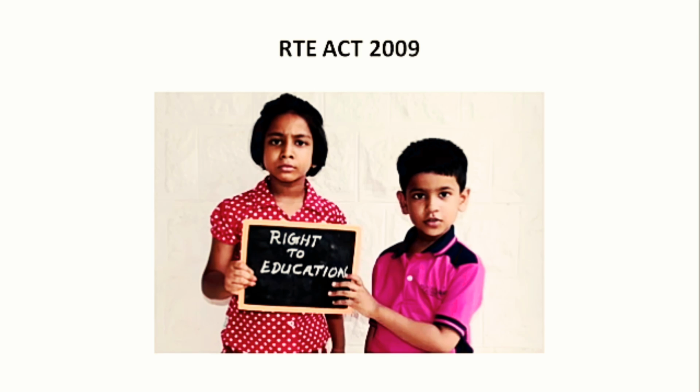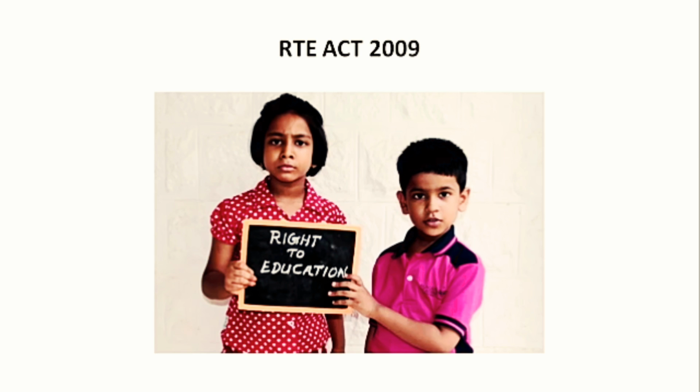Now, let us have a glance at this picture. Dear future teachers, have a look at this picture, and what is the inference that you get from it? It is clearly visible. A boy and a girl are holding a slate, and on that slate what is written? Right to education.